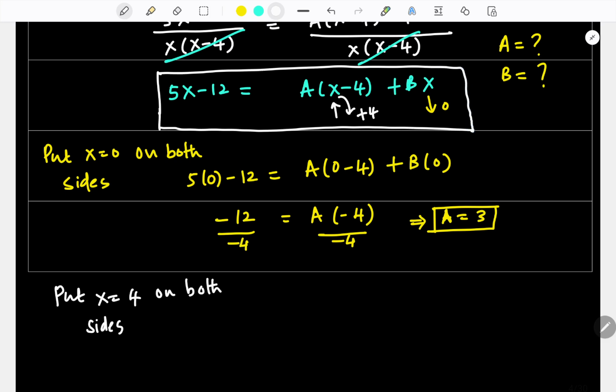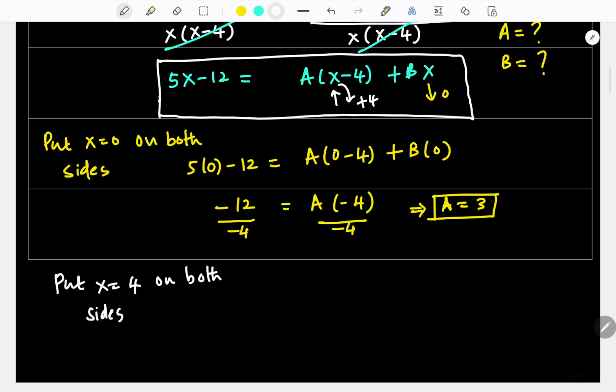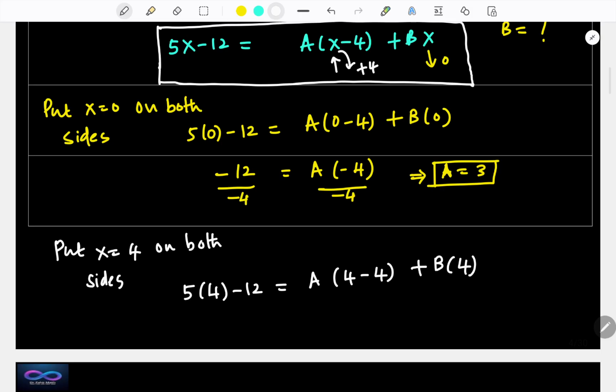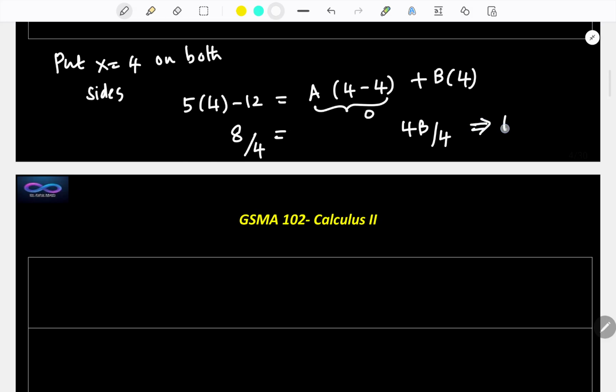Okay, right. So now when I put x is equal to 4 on both sides, 5 times 4 minus 12 equals a times 4 minus 4 plus b times 4. Okay, right. 5 times 4 is 20. 20 minus 12 is what? 8, which is equal to, this is going to become 0 and this is 4b. Divide by 4, divide by 4. So you are going to get what? b is equal to 2.